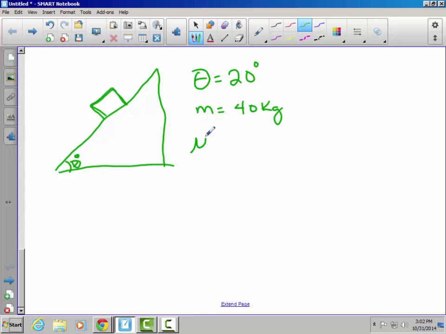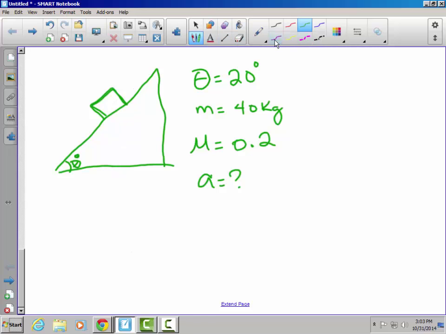And let's say that the coefficient of friction between the person and the slide, let's say it's kind of a slippery slide, is 0.2. So I would like to know, what is the acceleration of the student or the person as they slide down the slide? So, always, always, always draw your free body diagram first.